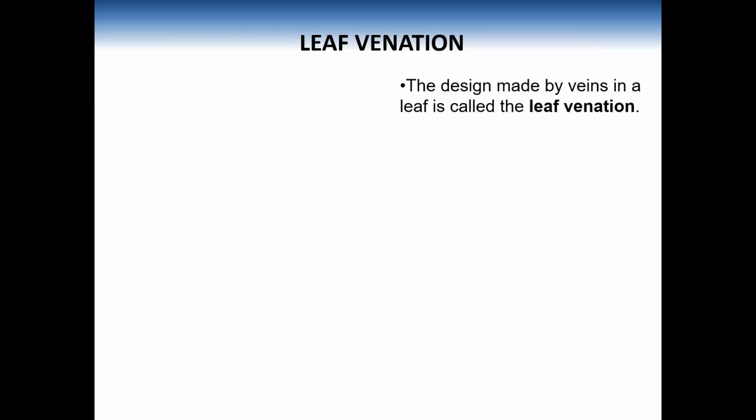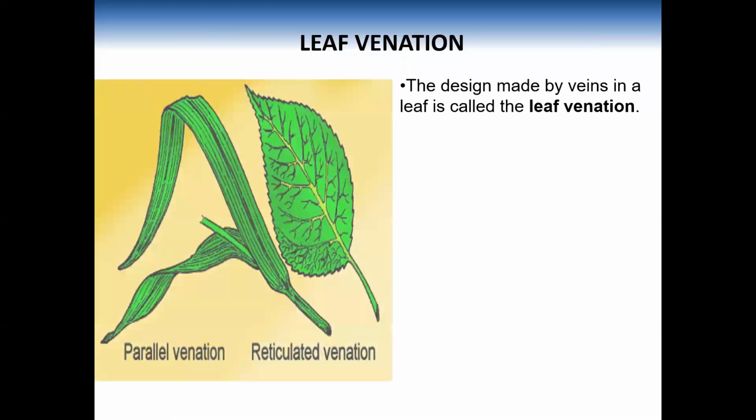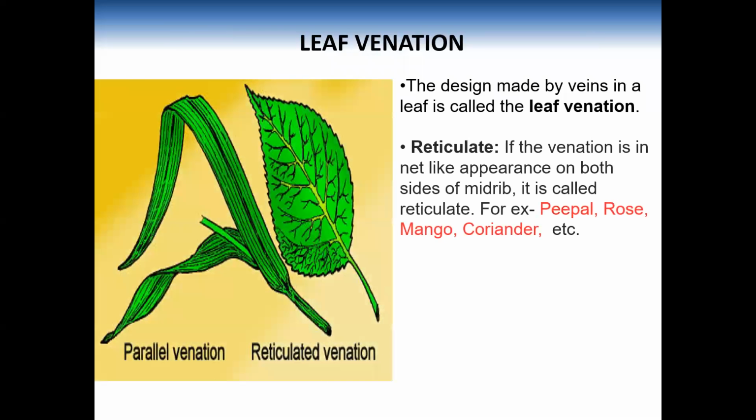What is leaf venation? The design made by veins in a leaf is called leaf venation. So these are the designs made by veins on a leaf. Two types of leaf venation are there. First is reticulate venation. If the venation is in net-like appearance on both the sides of the midrib, then it is known as reticulate venation. For example, peepal, rose, mango, coriander. So in this case, the venation is net-like.